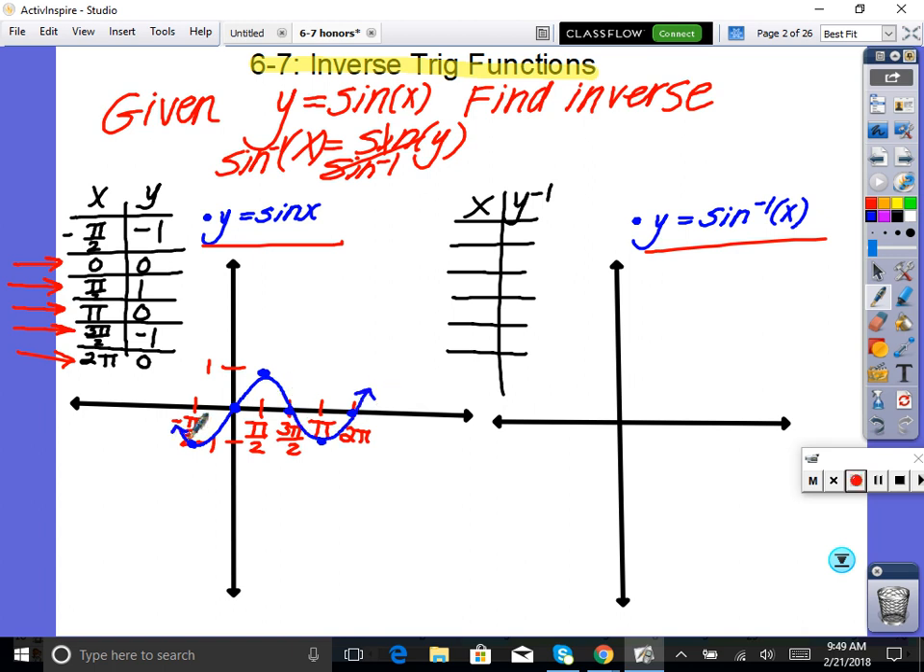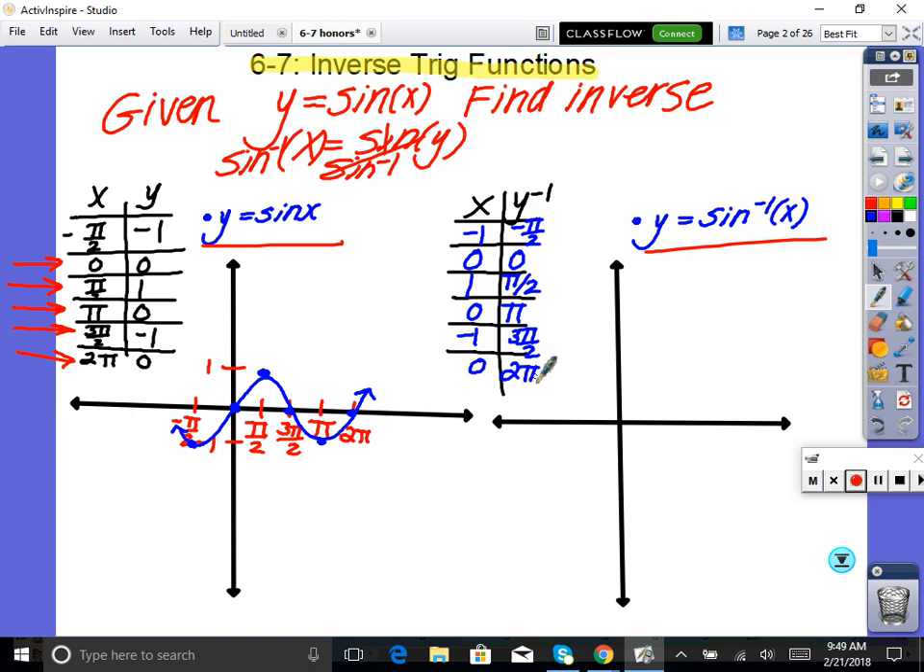Okay, so let's switch these xy points. So we would have negative 1, negative pi halves. We would then have 0, 0 still. We would then have 1, pi halves. We would then have 0, pi. We would then have negative 1, 3 pi halves. And then 0, 2 pi.